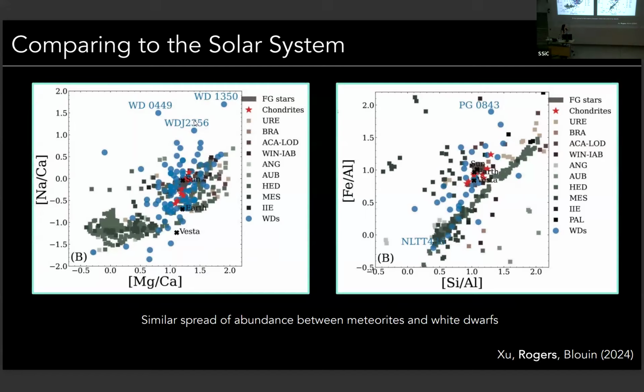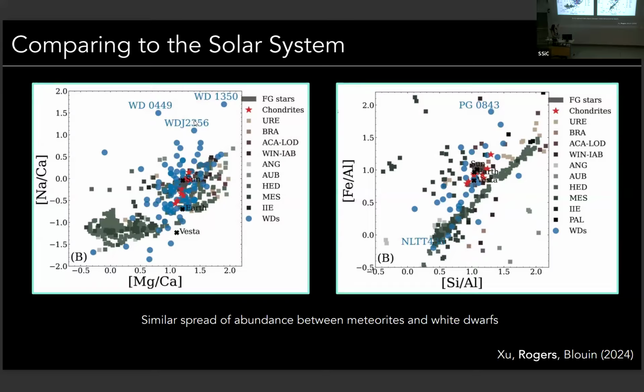And I'm showing you a couple of plots here. So these are abundance ratio plots. And I really wanted to try and put the white dwarfs into the context of the solar system. And so what we're showing in the background is a ton of different meteorites that we have in our solar system, as well as the sun and the Earth and chondrites. And then overplotted on the top are the white dwarfs.